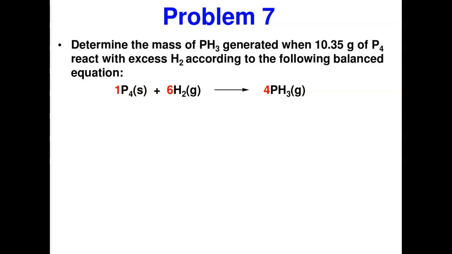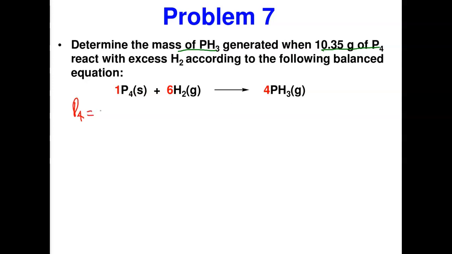The next problem says, determine the mass of phosphorus trihydride generated when 10.35 grams of P4 react with excess hydrogen according to the following equation. Now, we want to go from grams of P4 to grams of PH3. That's what we're looking for. So what we basically need to do first is to calculate the molar masses of the relevant things we need. So let's calculate the molar mass of P4.